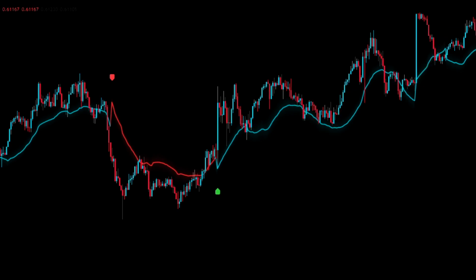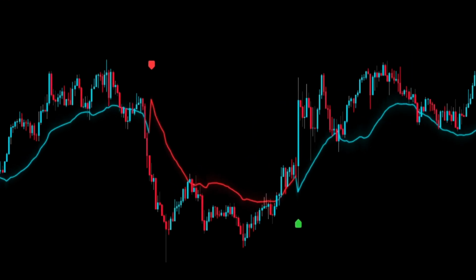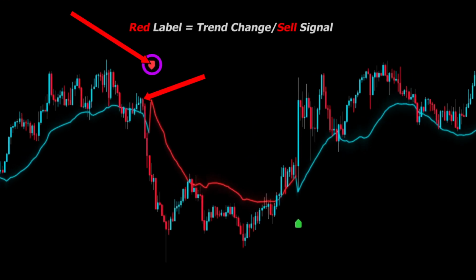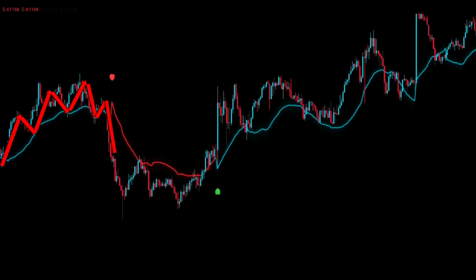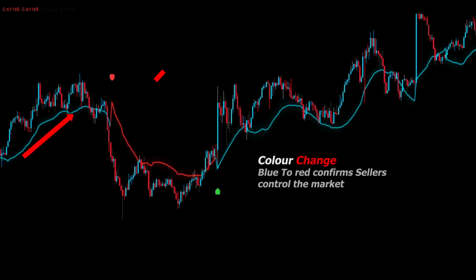Now if we look over to the top left corner, we can see above price action a red label, signifying to us we've just changed from a bullish structural market to a sell structural market, which is also identified with the blue line changing to red.